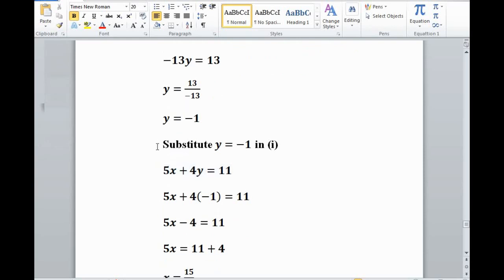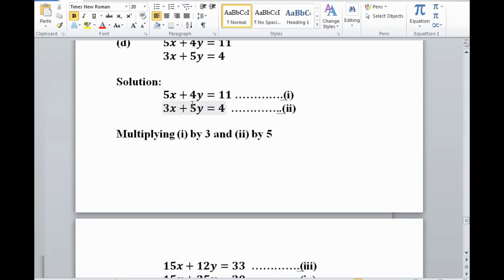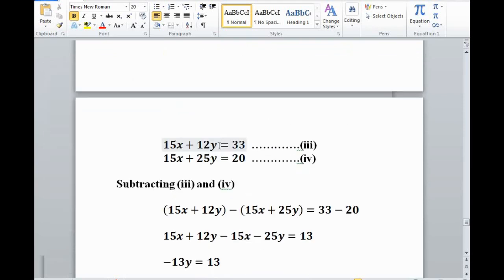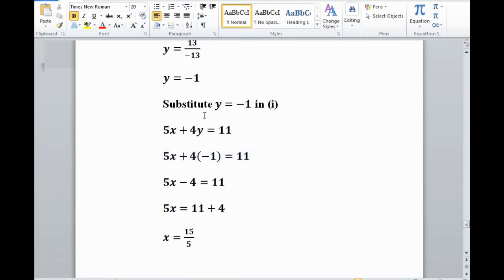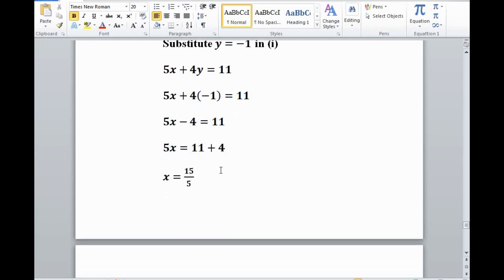Now to find x, let's substitute y equals negative 1 in equation 1. So first I will write equation 1, which is 5x plus 4y equals 11. And now I will substitute y equals negative 1 in this equation 1. So equation 1 becomes 5x plus 4 multiplied by negative 1 equals 11. Now 4 multiplied by minus 1 is minus 4, and 5x minus 4 equals 11 is the next step.